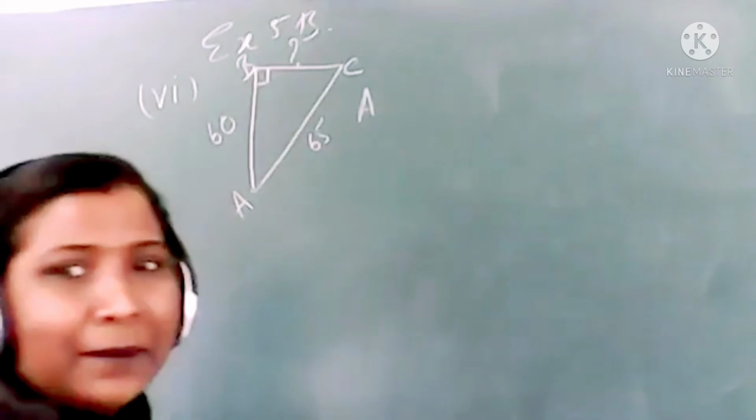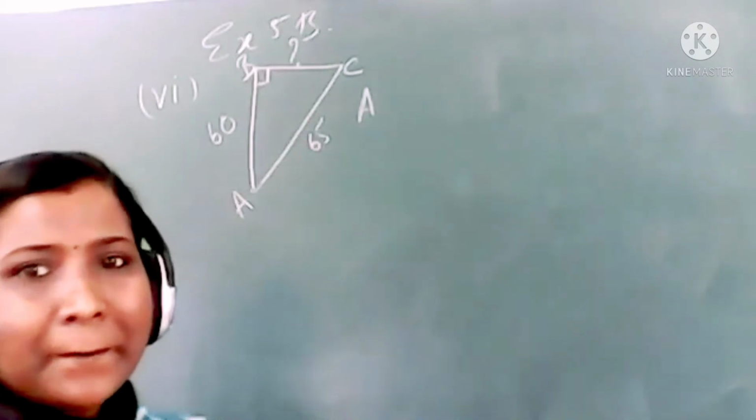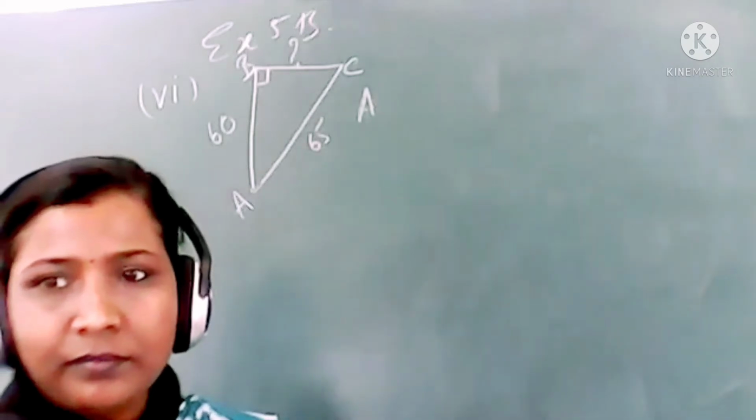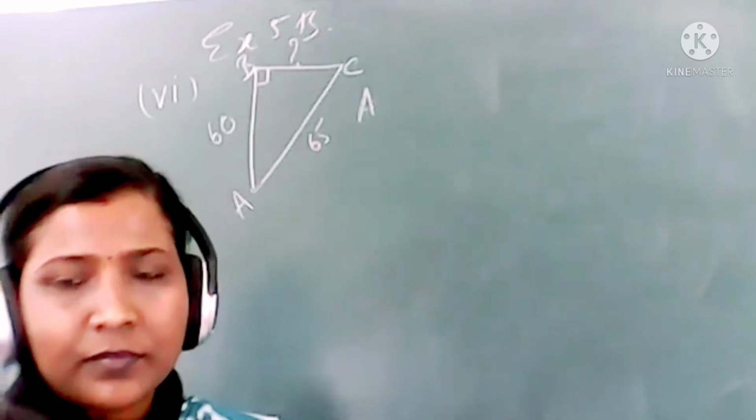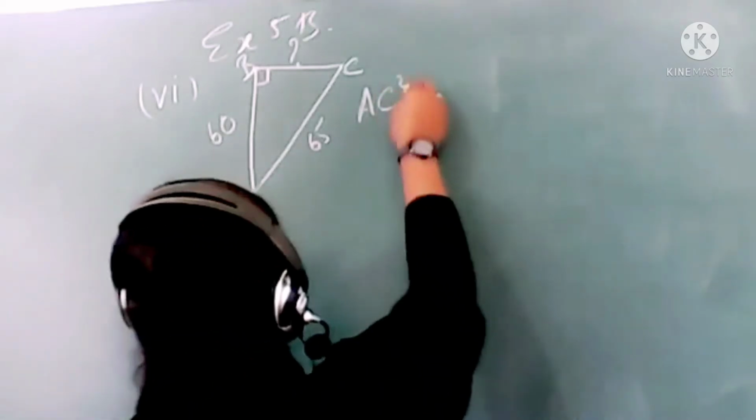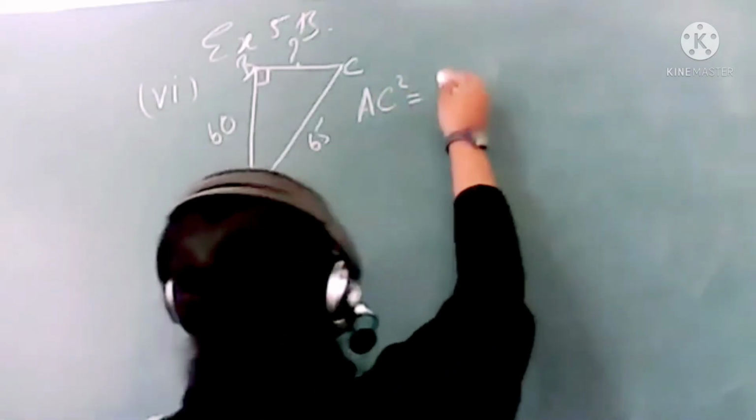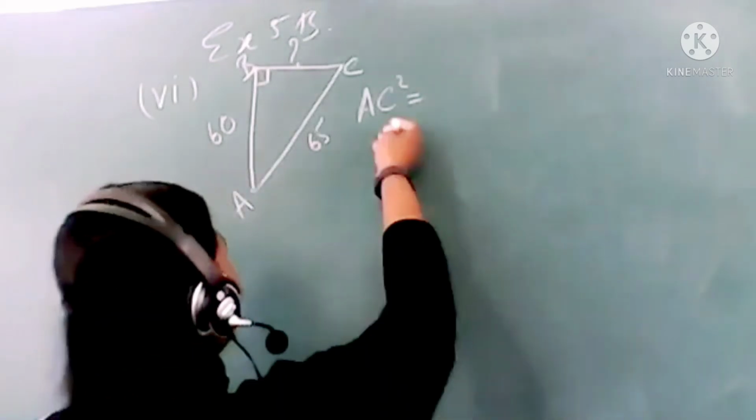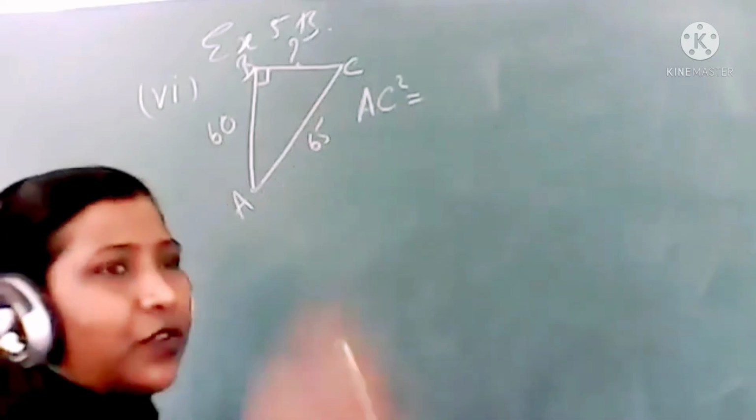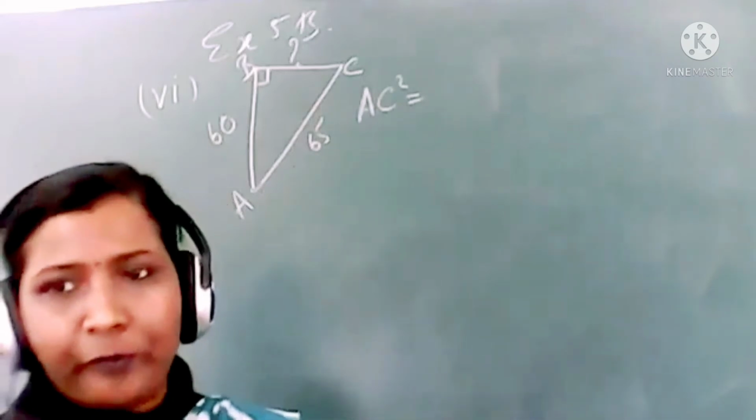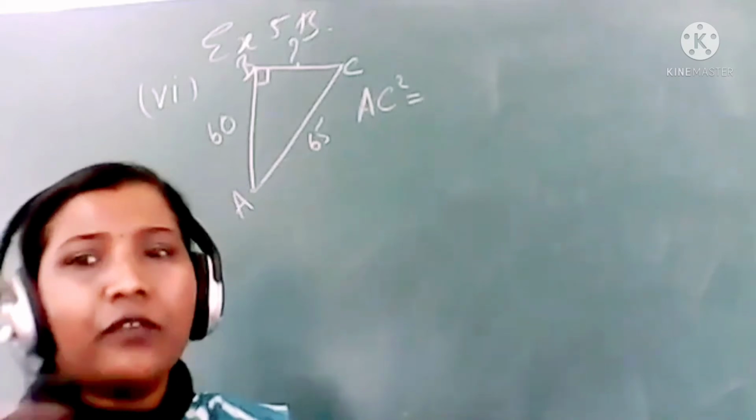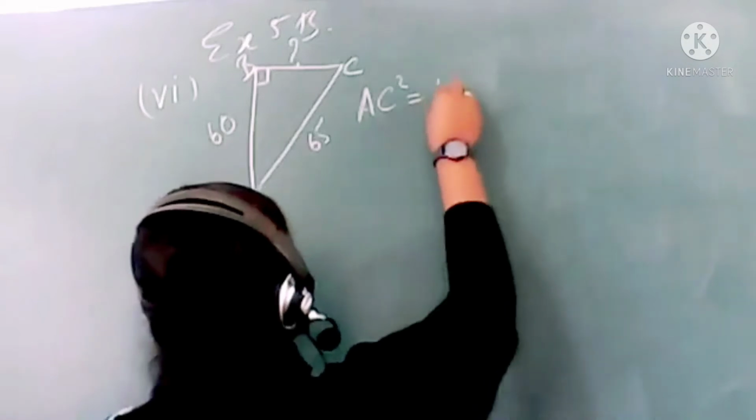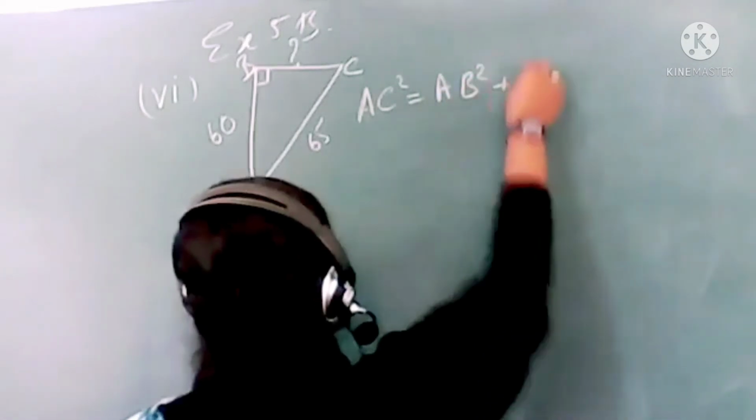Tell me. Vaibhav, are you there? Yes, ma'am. Yes, tell me. AC square. What is the formula? Ma'am, BC square. AC square. Ma'am, so first we will note down the formula. First of all, we will note down the formula. Then only we will find out the value we need. Okay. So yes, AC square is equal to AB square plus BC square.